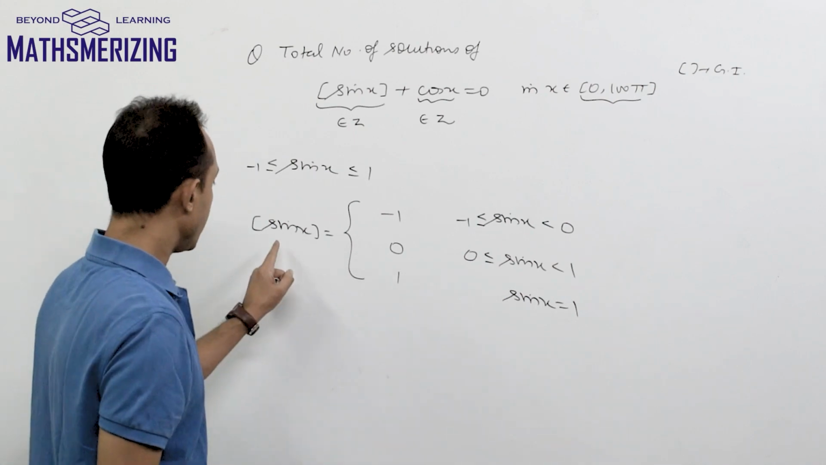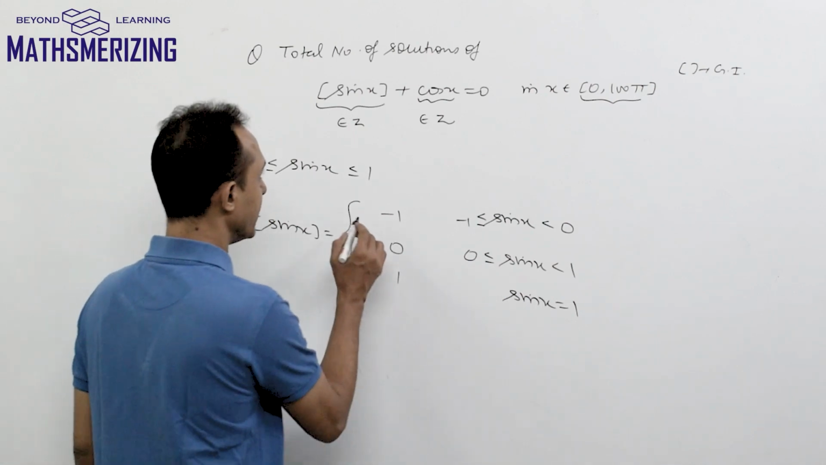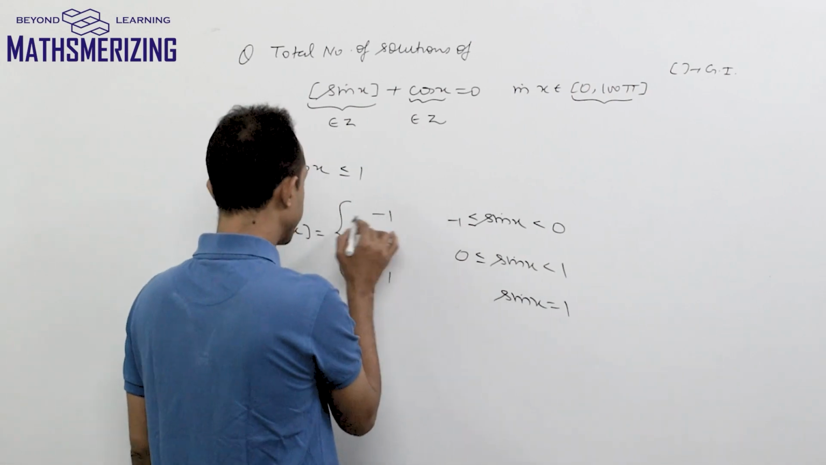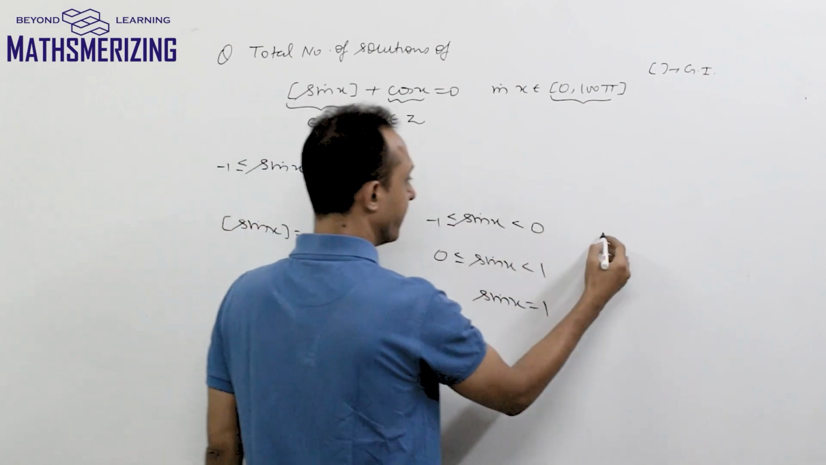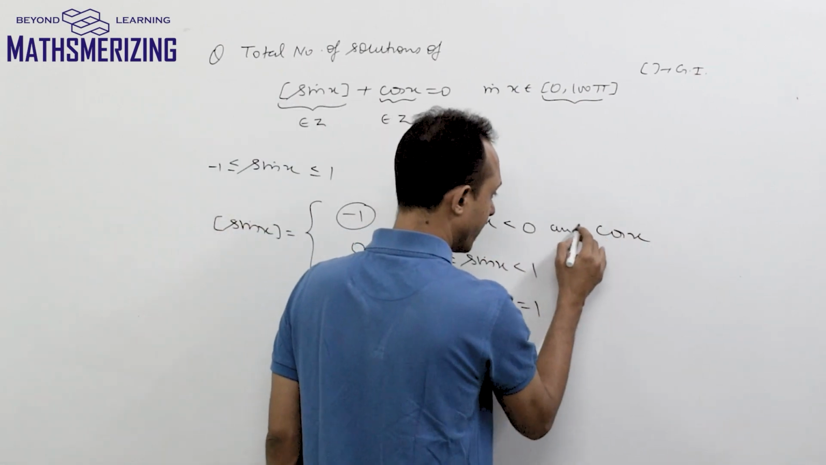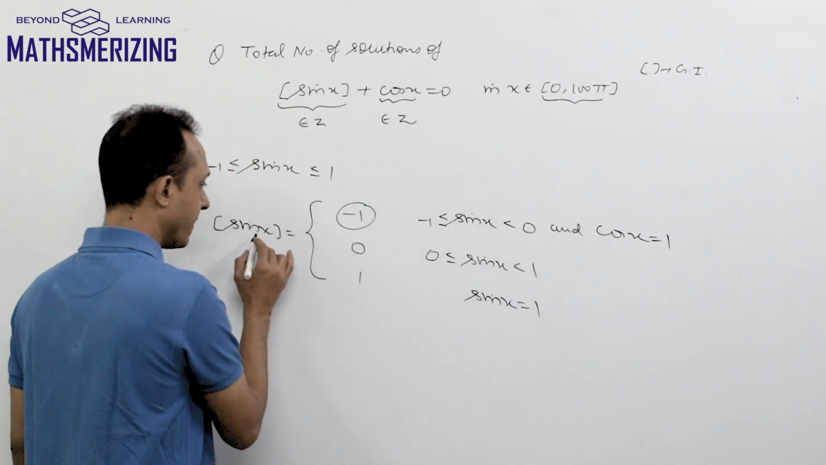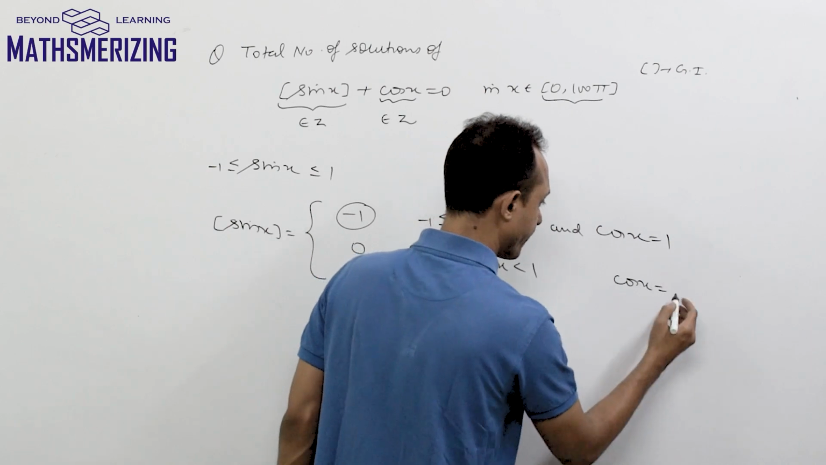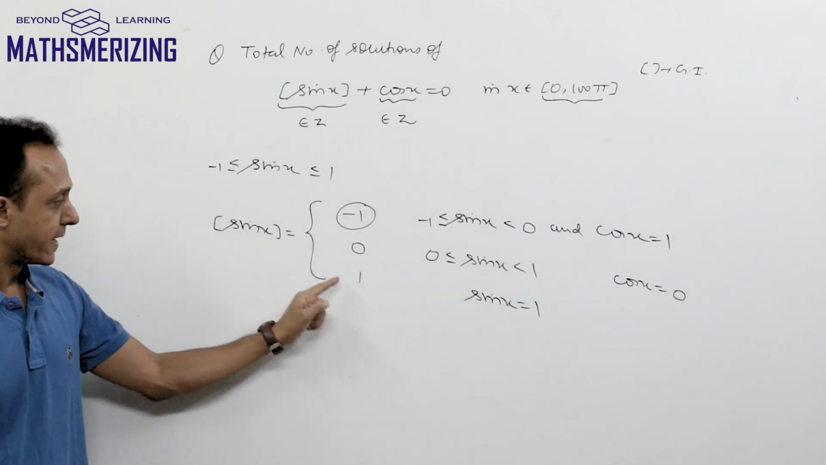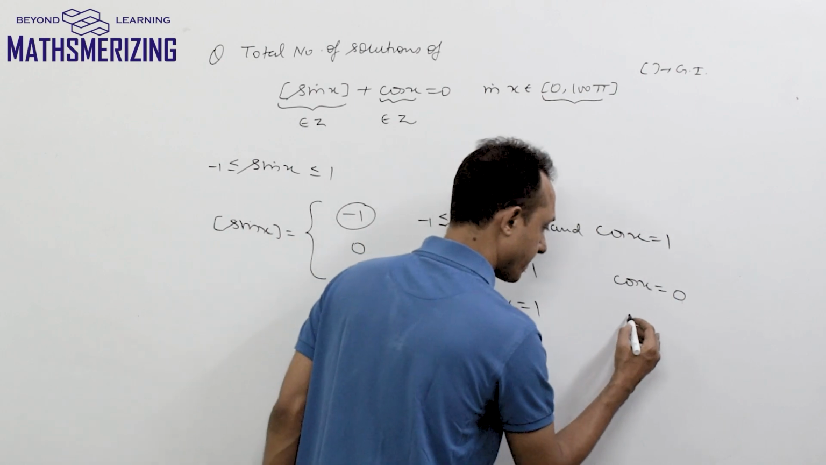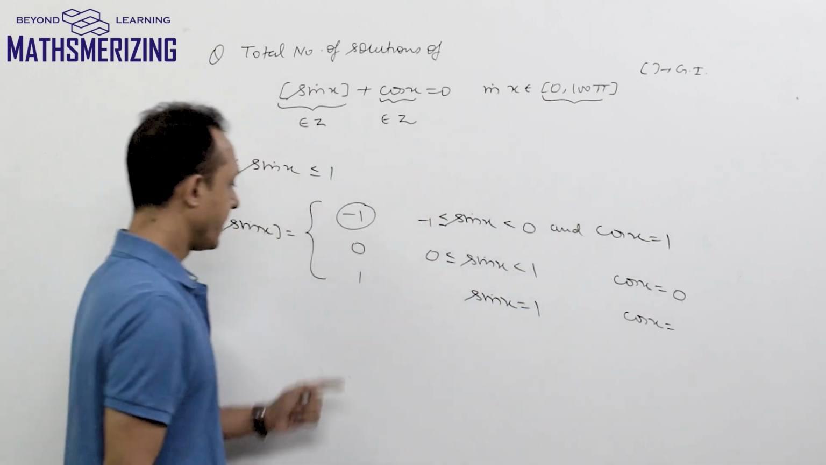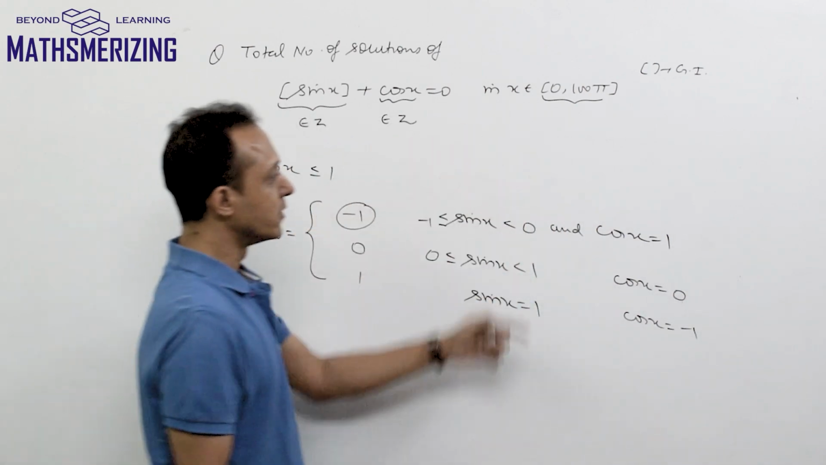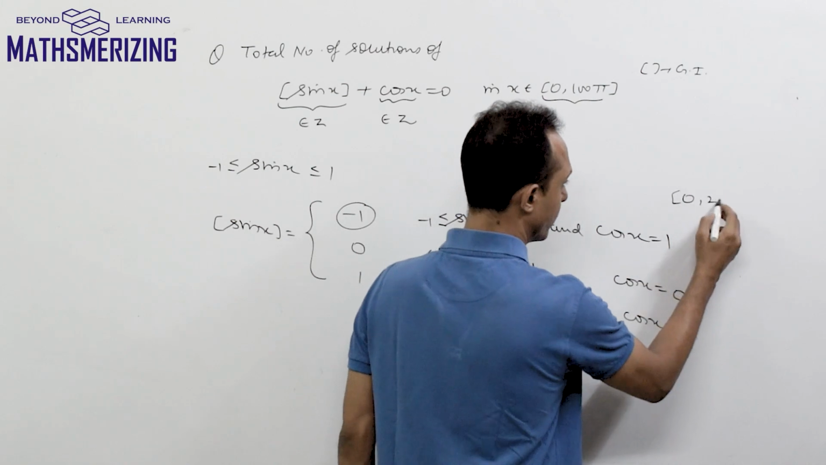So for this equation to have a solution, I should have a condition where the greatest integer function of sin x and cos x cancel each other. So if the greatest integer function of sin x is minus 1, in that case the value of cos x should be plus 1. If the greatest integer function of sin x is 0, cos x is 0, and if the greatest integer function of sin x is 1, in that case the value of cos x should be minus 1. So what I'll do is I'll try and find the solution to this equation in one fundamental period, which is from 0 to 2 pi.